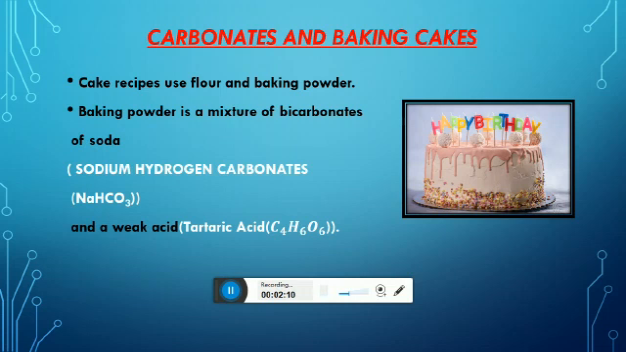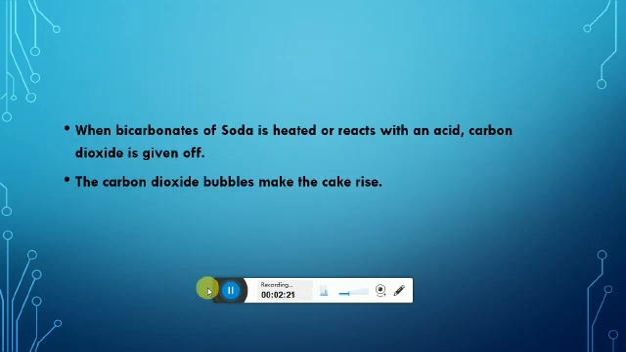When we mix these two, carbon dioxide is released during the reaction. Whenever bicarbonate of soda is heated or reacted with an acid, carbon dioxide is given off. This increases the size of the cake. If you remember the size of the cake before baking, after baking the size is greater compared to the previous size. This is because of the bubbles present inside the cake. That's why these two ingredients are important for baking a cake.